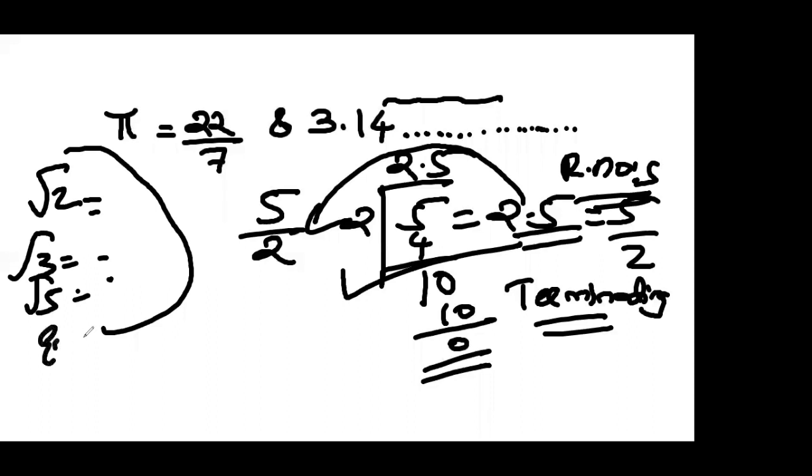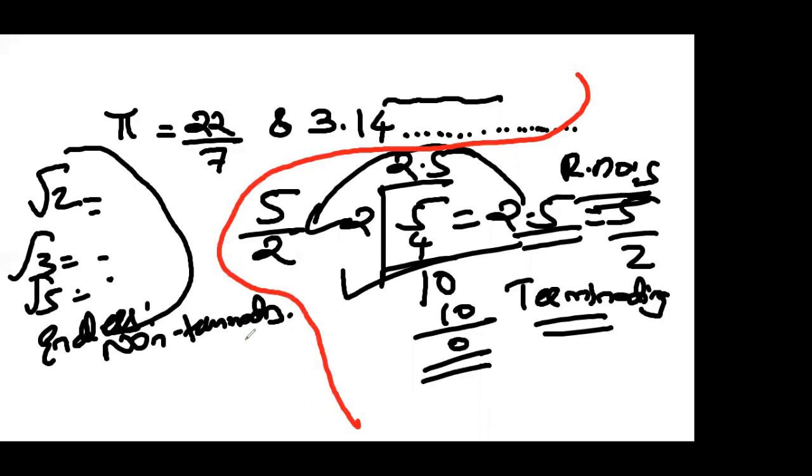So these types of endless, non-terminating numbers, we can categorize into another number. Now we have studied rational numbers. So these non-terminating numbers we can categorize into a different form. They are called the irrational numbers. Irrational numbers.